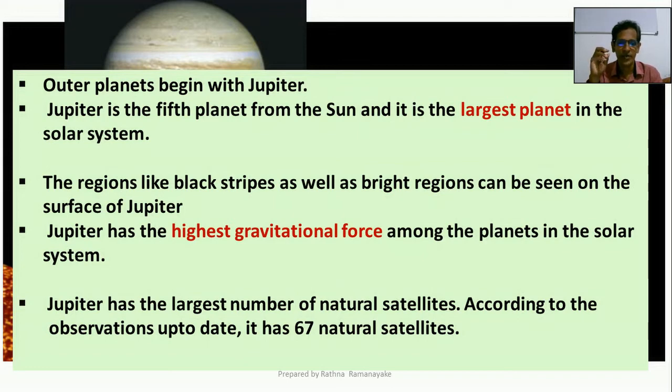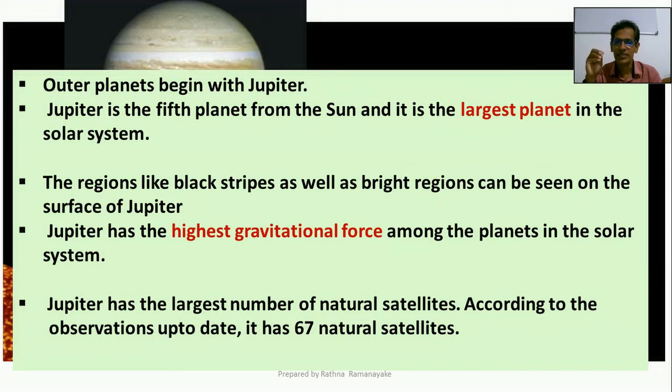Right? Jupiter has the largest number of natural satellites. According to the observations up to date, it has 67 natural satellites. But according to later observations, Saturn has the highest number of natural satellites, 82 natural satellites. Right?